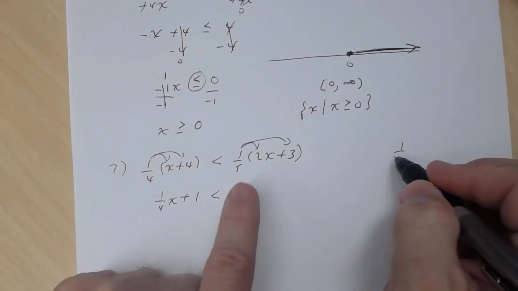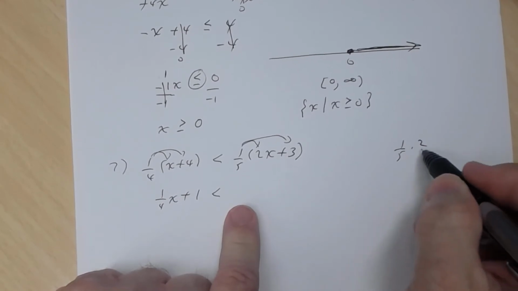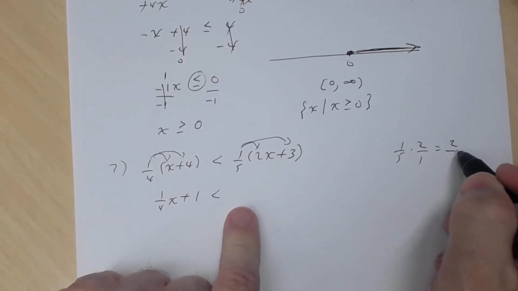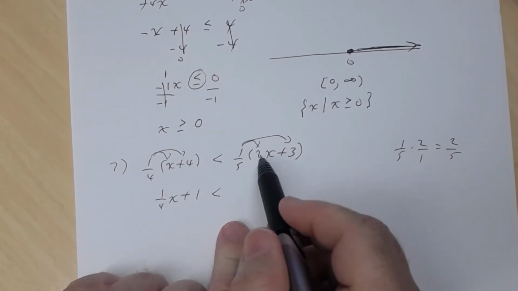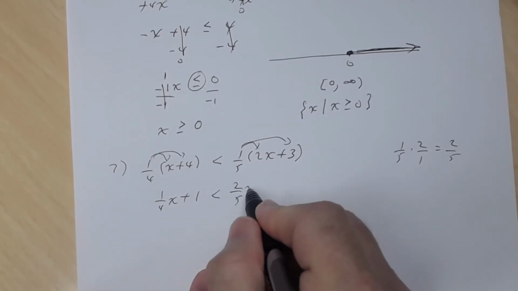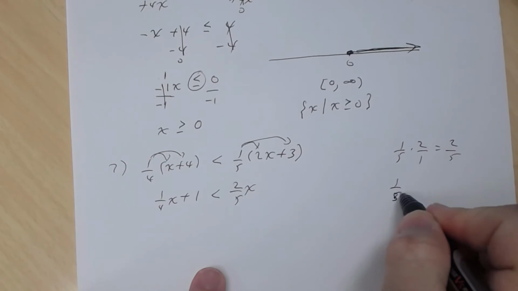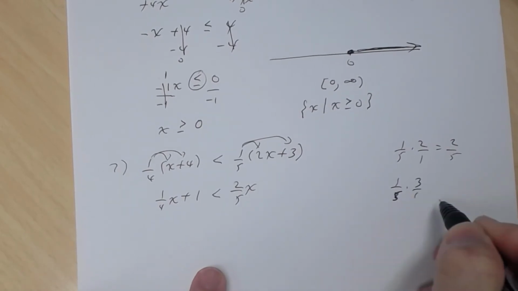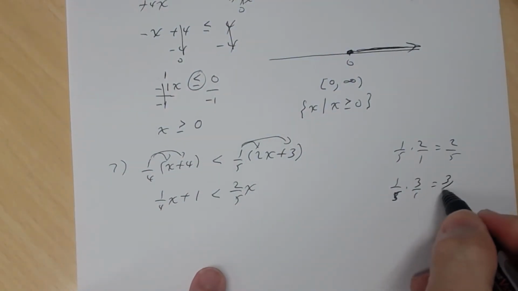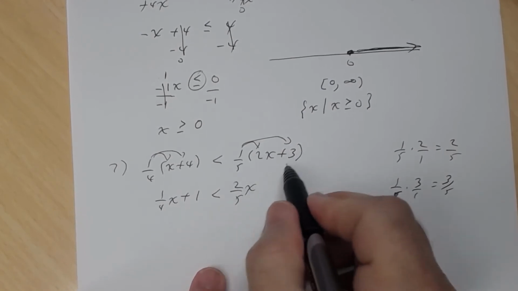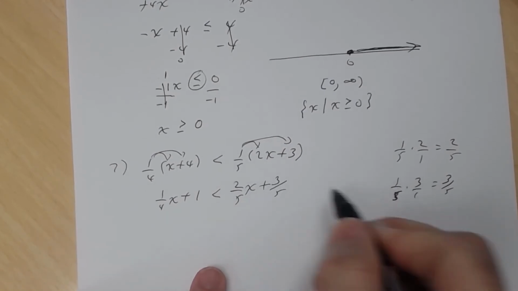Now remember, I'm sorry, 1/5. 1/5 times 2, remember that's 2 over 1, is 2/5. So 1/5 times 2x is 2/5 x. 1/5 times 3, and that's 3 over 1, is 3/5. So 1/5 times a positive 3 is a positive 3/5.